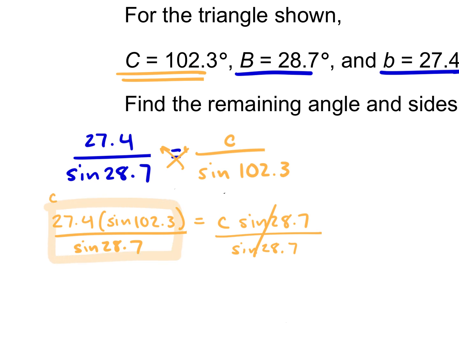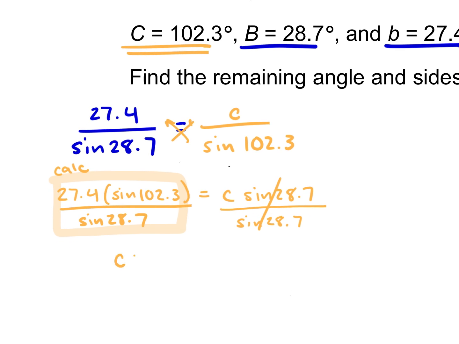Be careful when you put it into the calculator. If you do it all together, I would recommend putting the top in parentheses. Or you could do the numerator, put equals so it gives you a number, and then just divide it by the denominator. Just make sure you know how to use your own calculator. Every calculator is different. So we have 27.4 times sine of 102.3. I'm going to put equals to give me a number, and then just divide that by sine of 28.7.